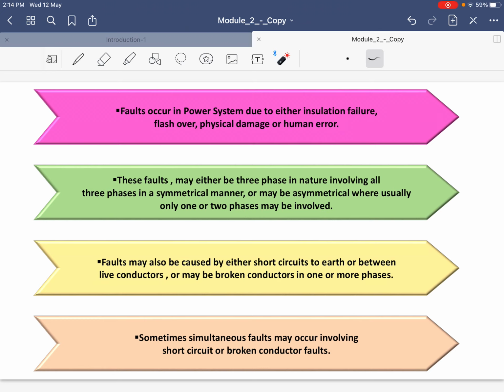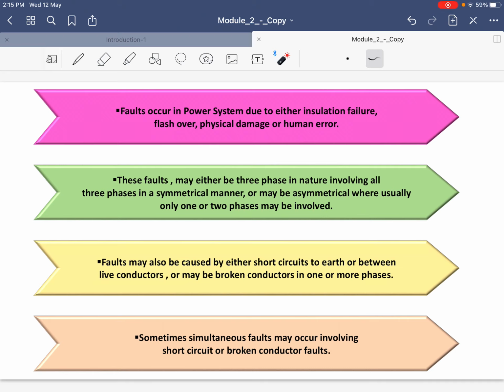Faults may also be caused by a short circuit to earth or between live conductors, or by a broken conductor. In the event that a line is open, that is also a fault. That is an open conductor fault.